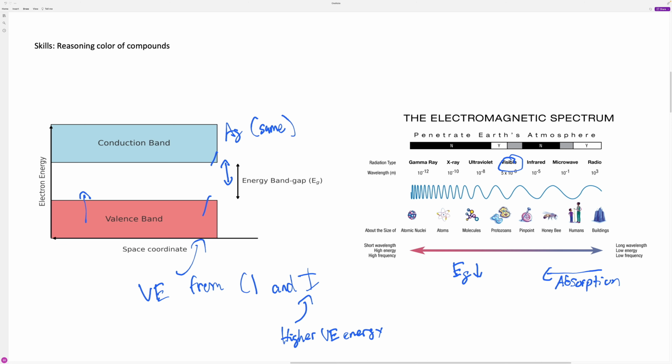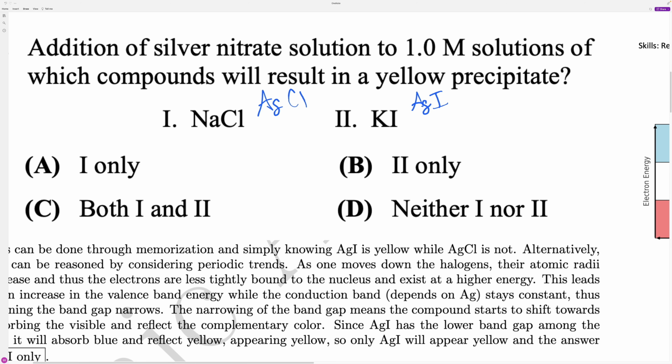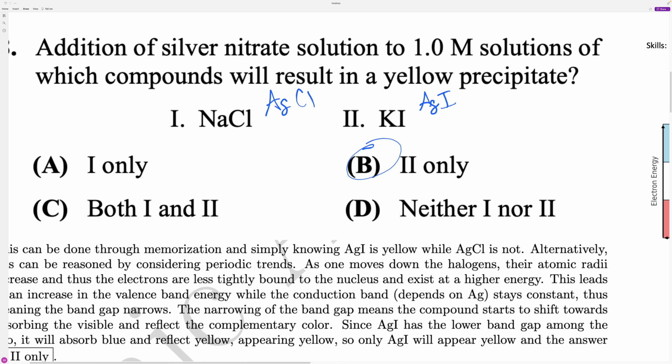So in this case, since silver iodide has a smaller band gap, it's going to shift more towards the visible spectrum of the electromagnetic spectrum, and that's going to result in it absorbing blue and reflecting yellow, the complementary colors. That same effect is not going to be present in silver chloride because its band gap is going to be bigger. So in this case, since only silver iodide will be yellow, our answer is II only.